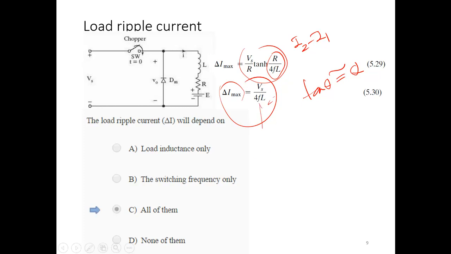If you can increase the frequency to a very large value, then for the same amount of ripple you can make the inductor very, very small. So does the ripple factor depend on the inductor only? No. Nor the switching frequency only. It depends on both of them, and also on the supply voltage.